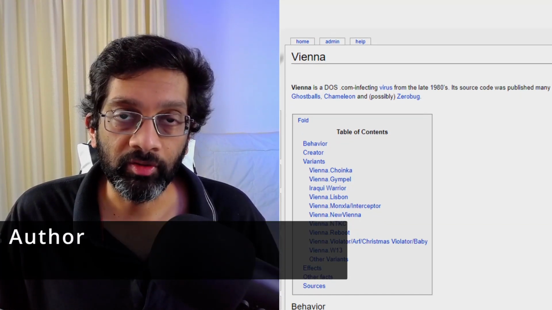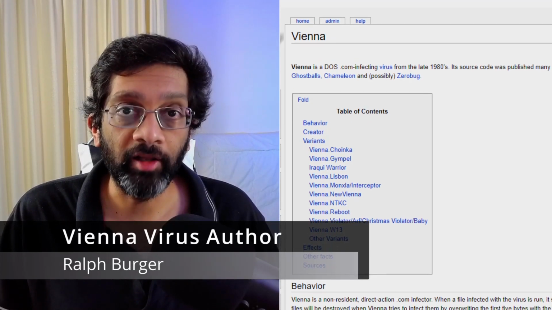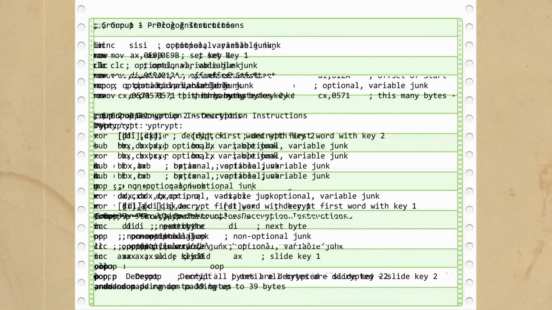file, increasing its length. 1260 was derived from another virus known as the Vienna virus, which was authored by Ralph Berger. The Vienna virus was not polymorphic. Its base was used for 1260, but essentially 1260 is different enough that it is known as another kind of virus. How the virus worked was like this.